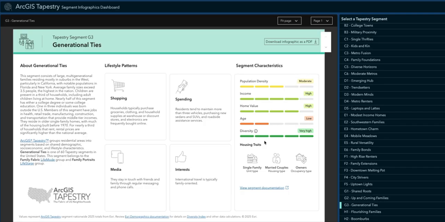I didn't ask for diversity, but I did ask for housing type. So we'll say that most people in this area, most home types are single family homes. It's a lot of married couples and a lot of owner occupied dwellings. Okay, when we get to lifestyle patterns, it tells us how these people like to shop, how they like to spend their money. It says, wow, residents here tend to have more than three vehicles, and they have mostly sedans and SUVs. It talks about how they use media and social media, and then it talks about some of their interests. So for these generational folks, international travel is typically family oriented.